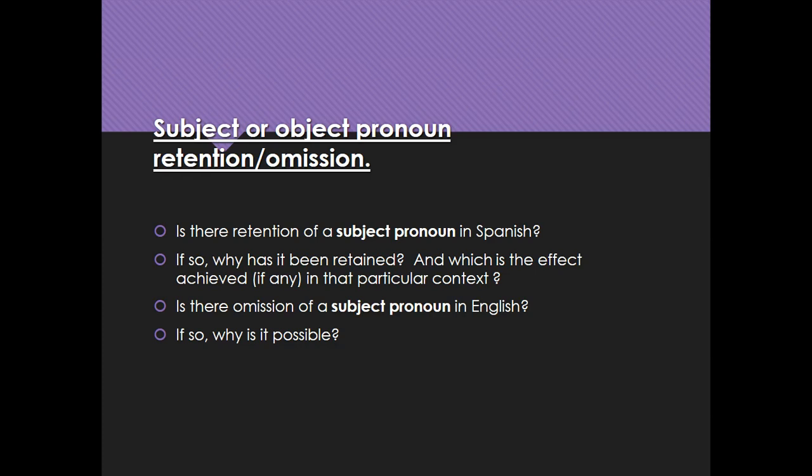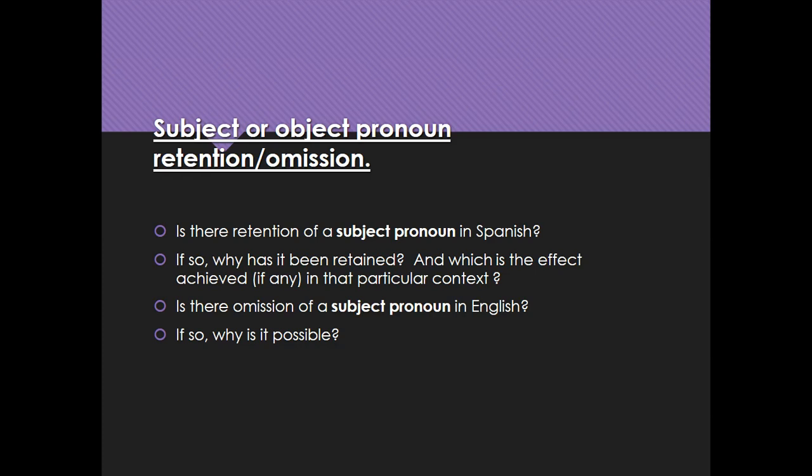Is there omission of a subject pronoun in English? If so, why is it possible? Why is it possible that you find an instance in which in a language whose typology is non-prodrop, that is to say that it requires a subject in initial position, why is it possible that in that case the subject pronoun could have been dropped or omitted? Okay?